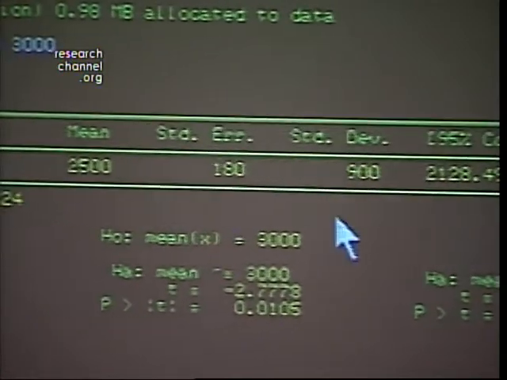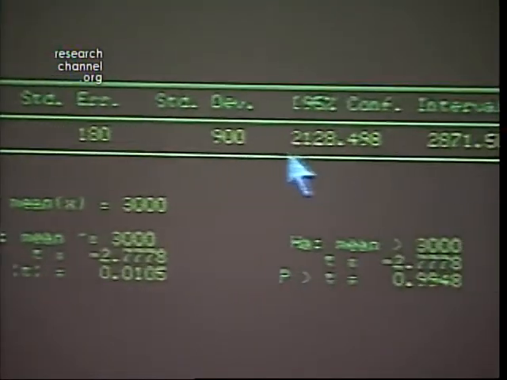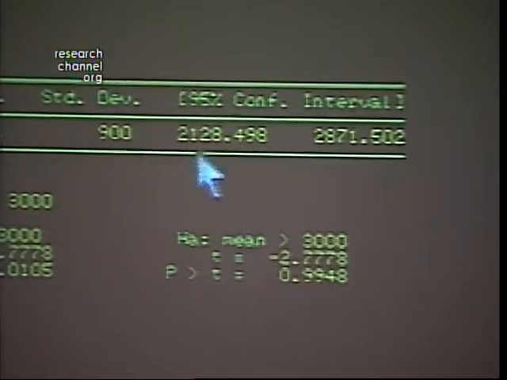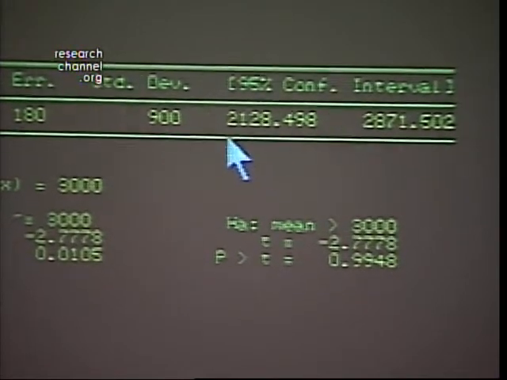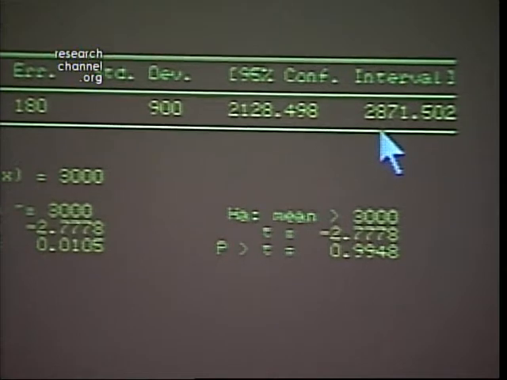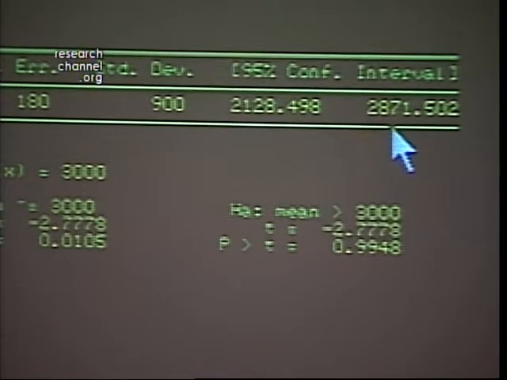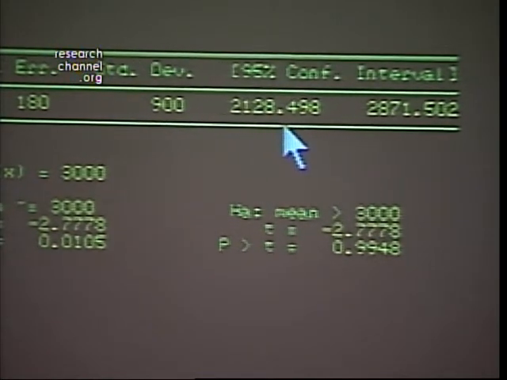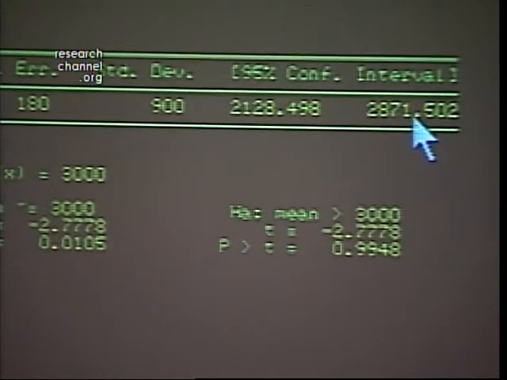So remember that what we can do is take the sample mean of 2,500, add and subtract the appropriate t-value times the standard error to get a 95% confidence interval. So in fact, here's the 95% confidence interval. Can everyone see this? The range is from 2128 grams up to 2871 grams. And this now shows us a range of values that are consistent with the truth for the population mean birth weight based on the data that we observed. And it can be as low as 2128 grams, as high as 2871.